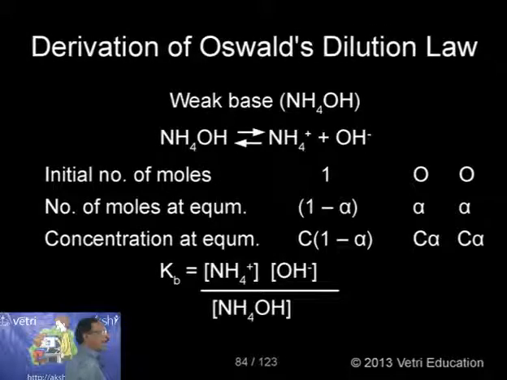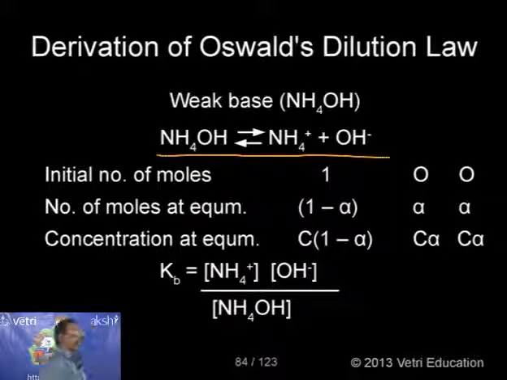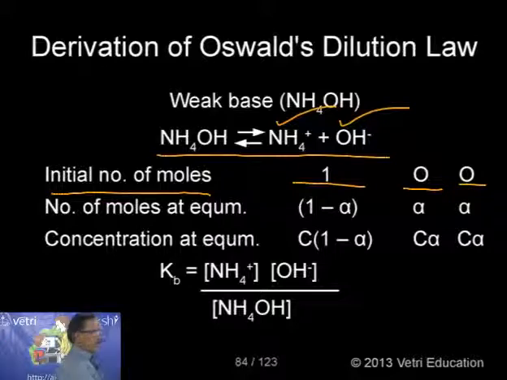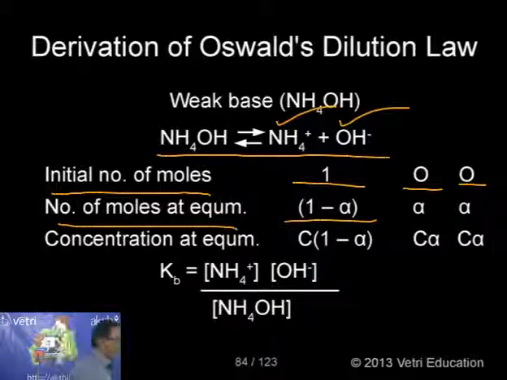The same way, I can derive it for a weak base. It is very simple, similar, identical. So let me repeat again. Ammonium hydroxide undergoes ionization, the reversible arrows indicate that a small amount undergoes ionization to produce ammonium ion and OH minus ions. For this particular reaction, initially 1 mole of ammonium hydroxide is present, 0 moles of ammonium ion, and 0 moles of OH minus. After some time, alpha is the number of moles reacting from the ammonium hydroxide. So the number of moles at equilibrium will be 1 minus alpha for ammonium hydroxide, alpha for ammonium ion, and alpha for OH minus.